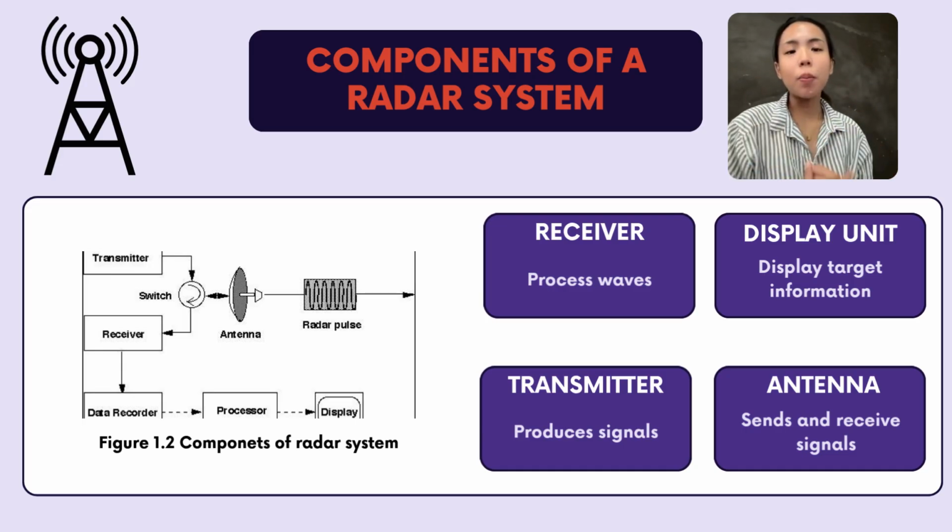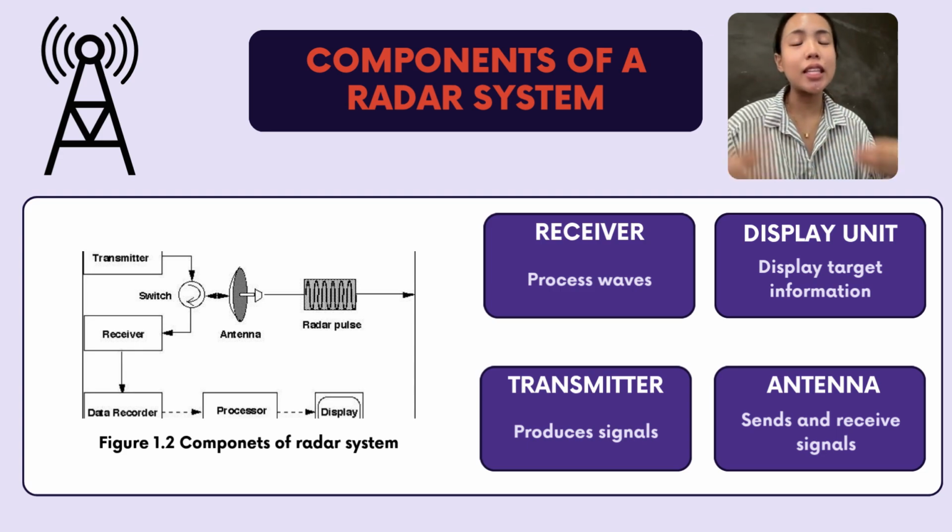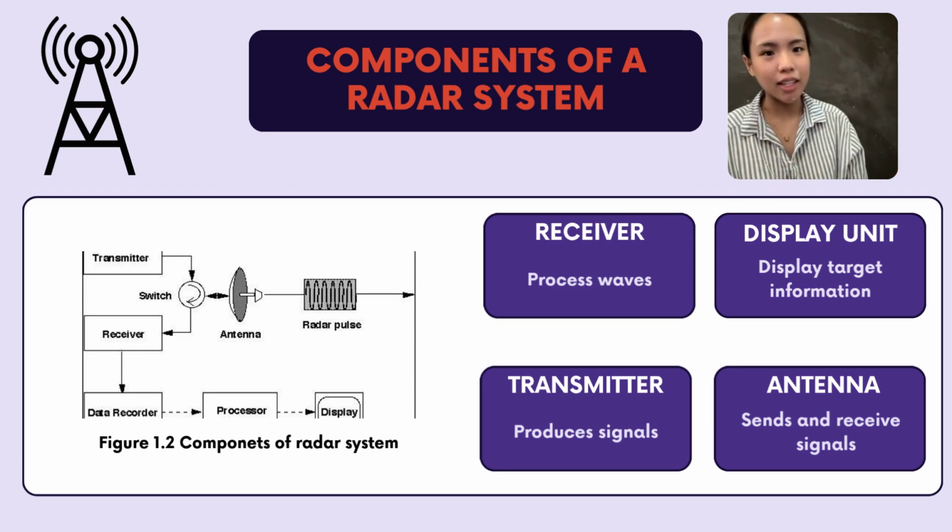Now these are the components of radar system and their respective functions. Firstly, the transmitter. The transmitter generates high-frequency radio waves. Next, antenna. The antenna is the component that sends radio waves into space and receives the reflected signals. Next is the receiver that detects and processes the reflected wave. And finally, we have the display unit that displays information about the detected object.